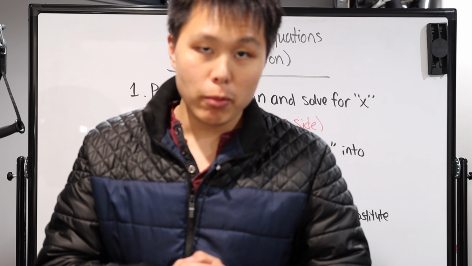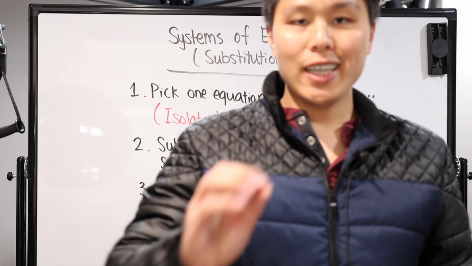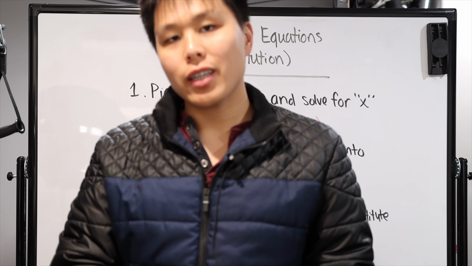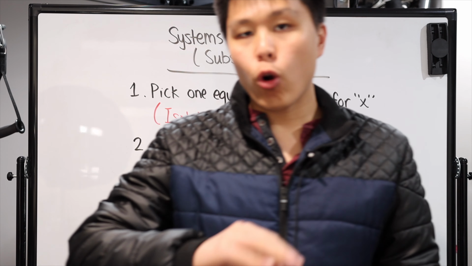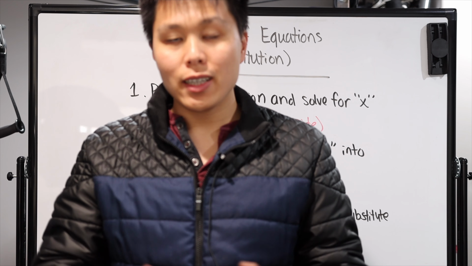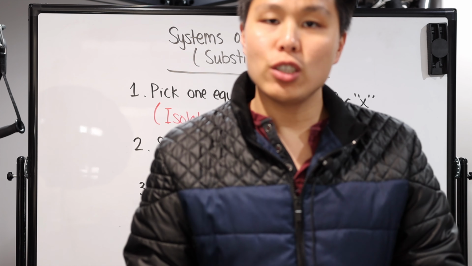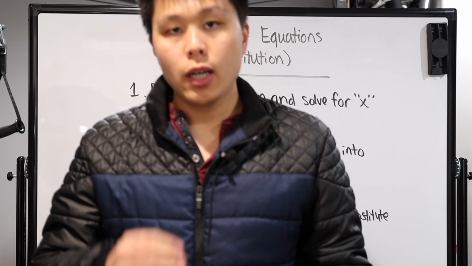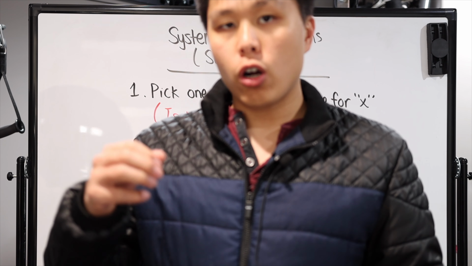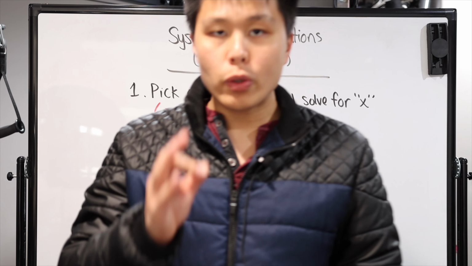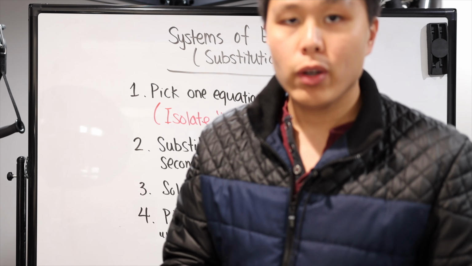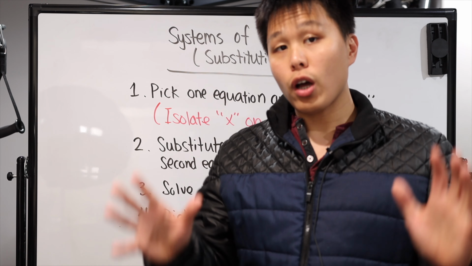This is the bare minimum algebra series, and today we're still going to continue talking about systems of equations. In my previous video I went over how to solve them through adding and subtracting, otherwise known as elimination. Today we're going to focus on a different way of solving a system of equations, and it is known as substitution.